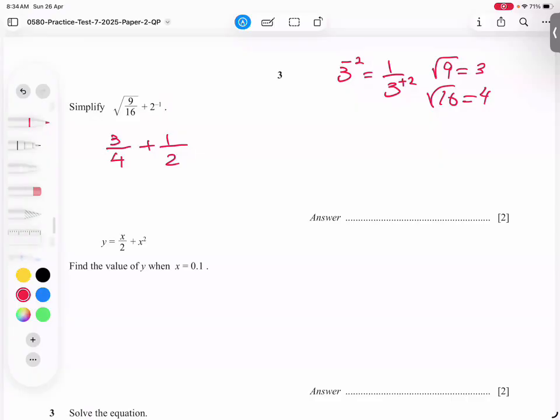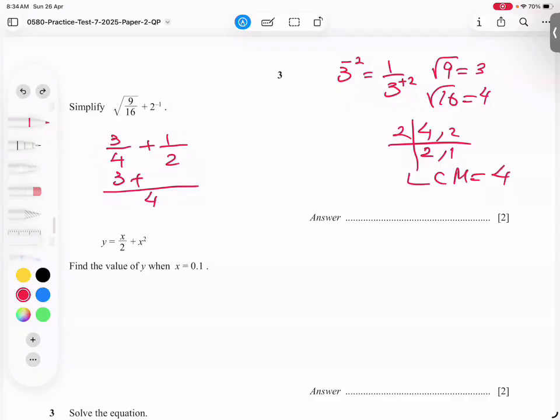3 over 4. And now the LCM of 4 and 2. What is LCM, students? LCM is: 2 twice and 2 once, so the LCM will turn out to be 4. Some students write 8 here. Don't write 8, because they think LCM is a product. Not at all. If the 4s are the same, copy the upper number.